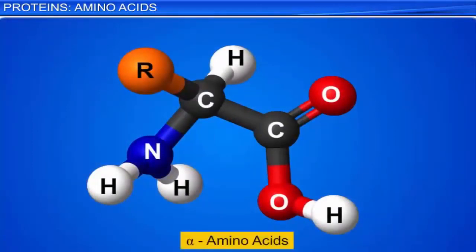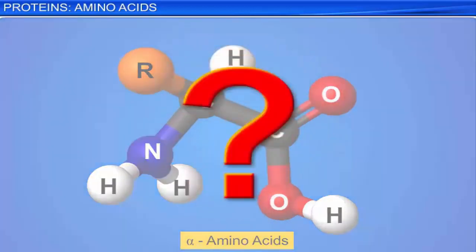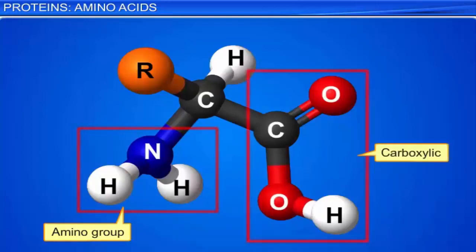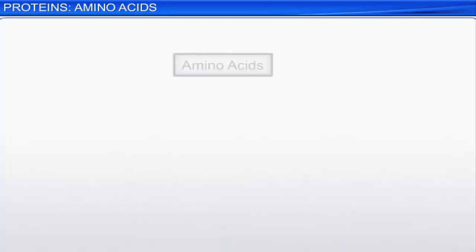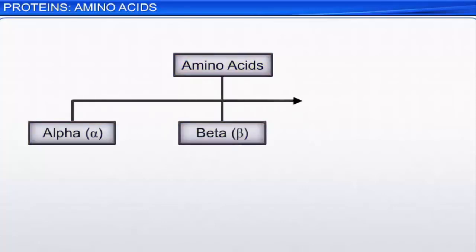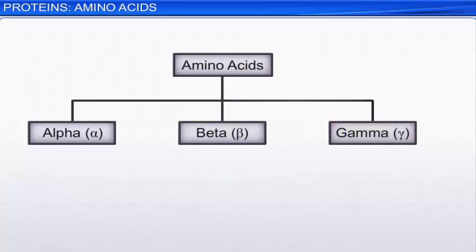Now, what are amino acids? Let us understand. Amino acids are compounds that have one or more amino groups and carboxylic groups in a molecule. On the basis of the relative position of the amino group with respect to the carboxyl group, amino acids are classified into alpha, beta, gamma, and so on. Examples of each class are shown here.